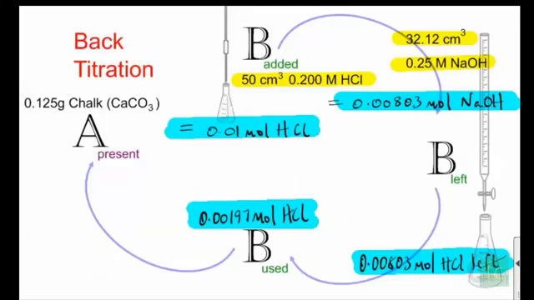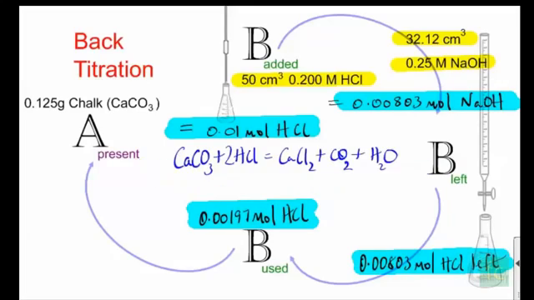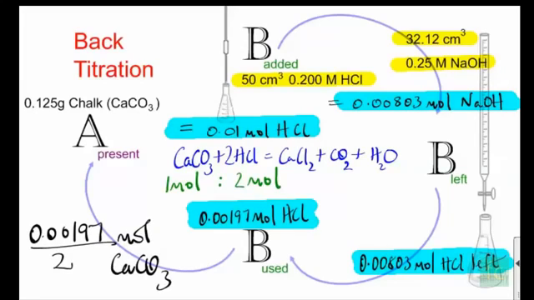0.00197 moles. Next, we take a look at the balanced equation for the reaction of calcium carbonate, chemical A, with hydrochloric acid, chemical B. And they react in the ratio 1 mole of calcium carbonate to 2 moles of hydrochloric acid. That means the number of moles of calcium carbonate is half the number of moles of HCl used up. And that turns out to be 0.000985 moles of calcium carbonate.